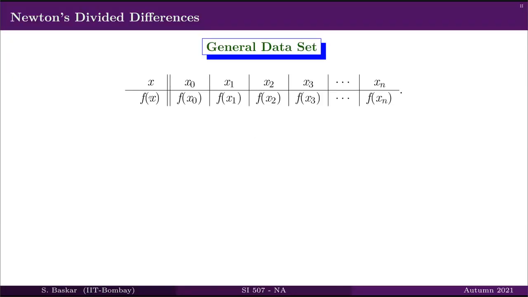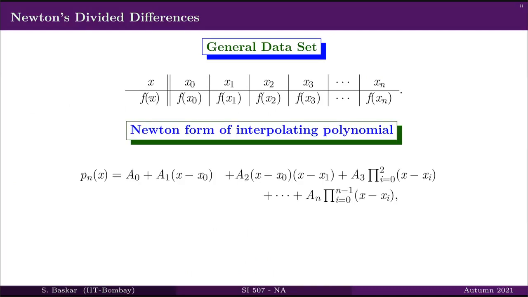Assume that we are given a data set generated from a function f, and it is given in this table. Recall that the Newton's form of interpolating polynomial that we derived in the last class is given like this. Here, a naught is equal to f of x naught, which now I will denote by f square bracket x naught.